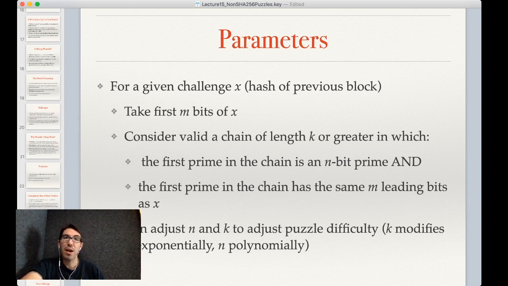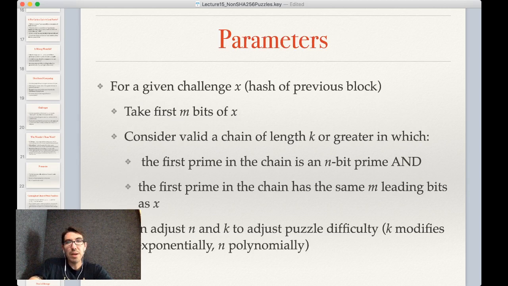The first prime in the chain is an n-bit prime. All right, so we're getting some size. And then the first prime in the chain has the same m leading bits as x. Okay, so we're looking for a specific kind. And then we can adjust n and k to automatically adjust the puzzle difficulty. If we modify k, this changes the difficulty exponentially, and if we modify n, polynomially. So we can make smaller adjustments and larger adjustments.